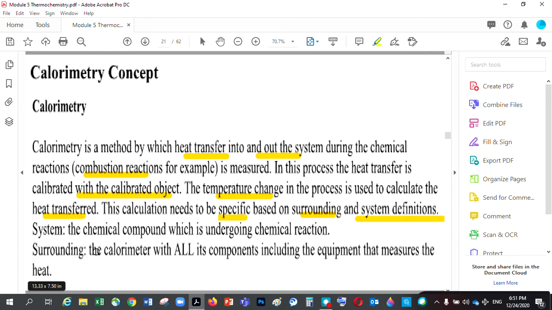System, what is the system? The system is the chemical compound undergoing the chemical reaction. What is the surrounding? The surrounding is the calorimeter itself, with all its components, including the equipment that measures the heat, correct? So the system is the chemical compound, and the surrounding is the calorimeter equipment with all the components included in the experiment.